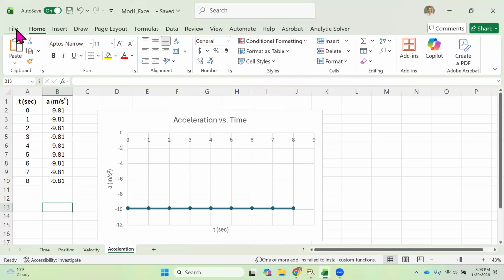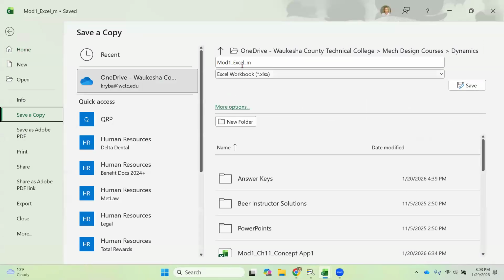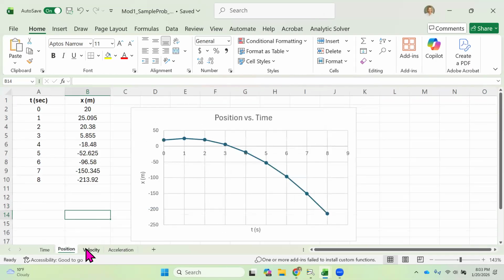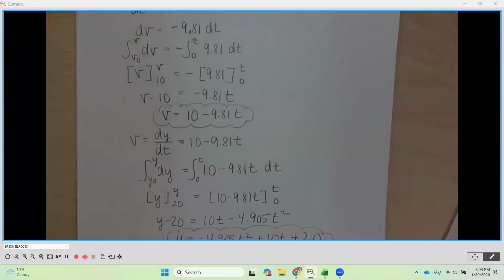Now, you want to go ahead and save this as sample problem 11.2. So we've got our three curves for each one of these. All right. And now we want to answer the questions. So let's take a peek underneath and look at our questions.